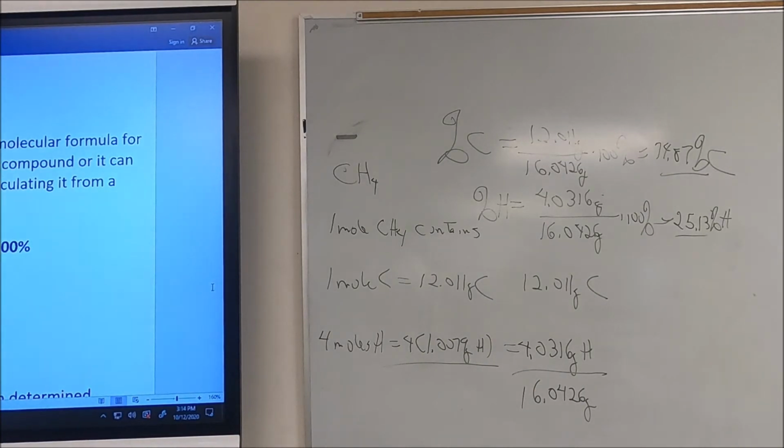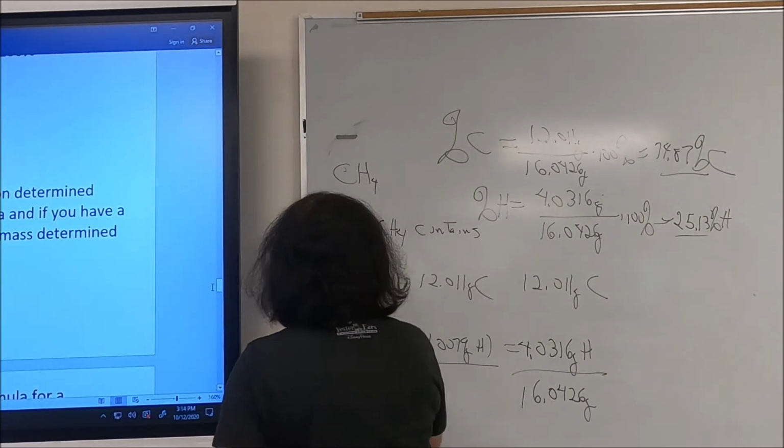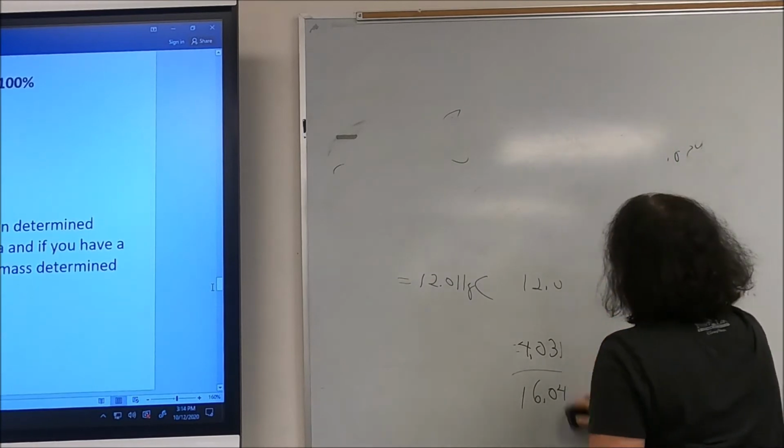Now, practically, sometimes we get 99.97. That's okay. Or if we got 100.002. We're dealing in the real world here, and we're dealing with significant figures, so sometimes it just doesn't add up. Okay? Now, let me do one more example here with the formula for something that's a little bit more complicated.